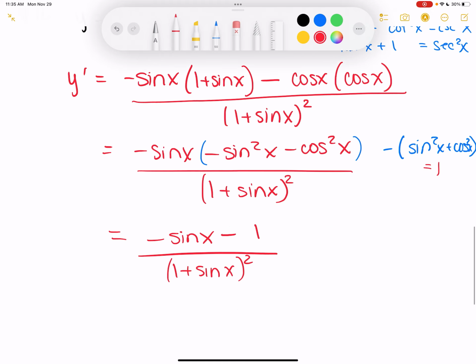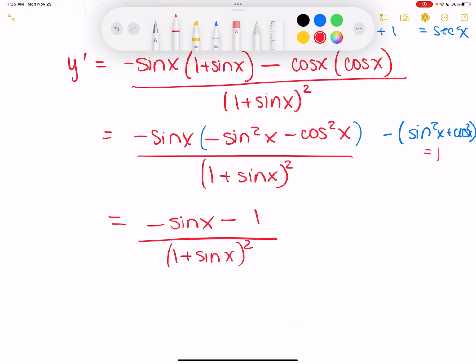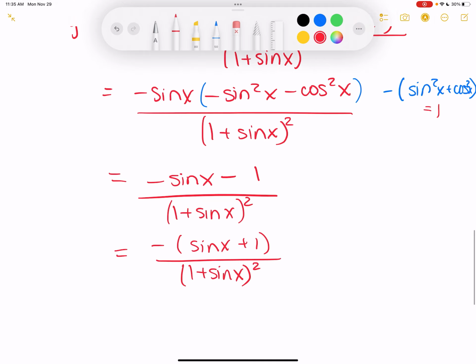Now, again, I have two things with a negative sign, so I can pull that out and make them both positive. So negative times the sine of x plus 1 over 1 plus the sine of x squared. So now, would you agree that sine of x plus 1 is the same as 1 plus sine of x? So that they're equal to each other. So now I can simplify this down and get negative 1 over 1 plus sine of x. And so that's why I'm saying it cancels nicely a lot of times and leaves you with something like that.